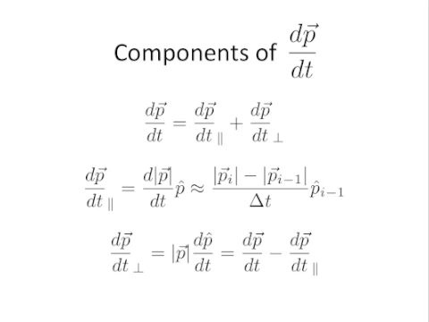dp/dt has a component parallel to the direction of motion and a component perpendicular to the direction of motion. I used my estimates of the momentum that I made from the observed data to find an estimate for the component of dp/dt parallel to the direction of motion, and I used this estimate along with my estimate for dp/dt to find an estimate for the component of dp/dt perpendicular to the direction of motion.